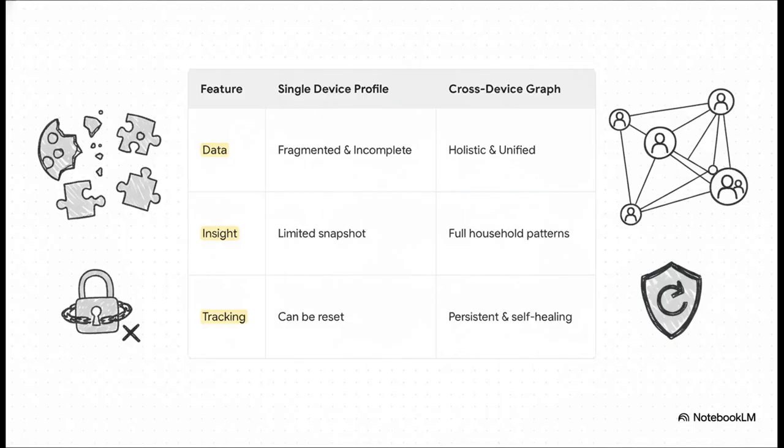This new method, this graph, is a huge leap from older tracking techniques like, say, browser cookies. You can reset cookies on a single device, right? But a cross-device graph is what's called persistent. It gives a unified view of an entire household. And get this, because it's a web of connections, it can even self-heal. That means if you try to block tracking on one device, the other connected devices can actually help re-identify it, which makes this kind of tracking much, much harder to stop.